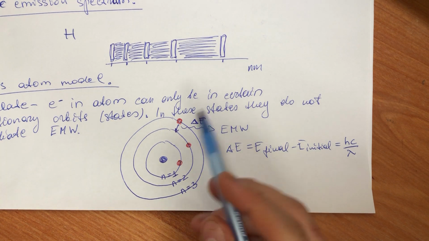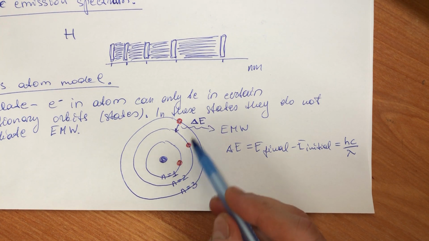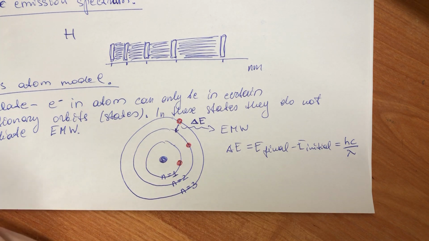If atoms have more electrons, like here and here, then it would be more difficult to explain, because there are electrostatic repulsion forces, and that is where Schrödinger's equation comes in, and other things that are more difficult.